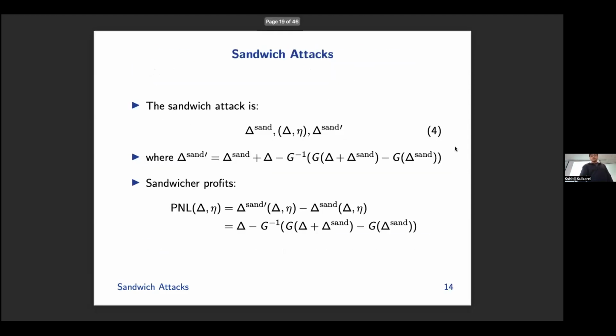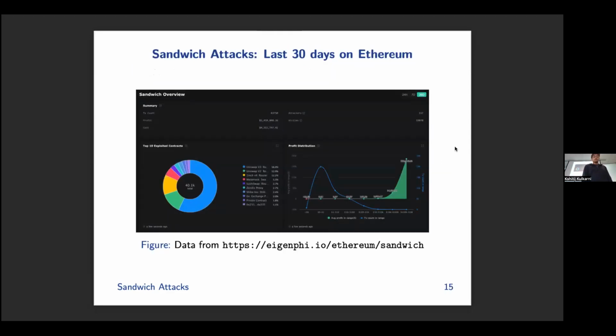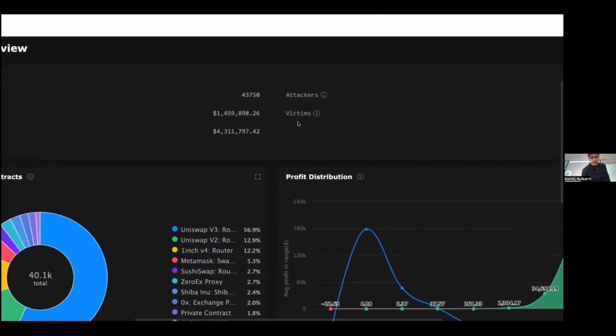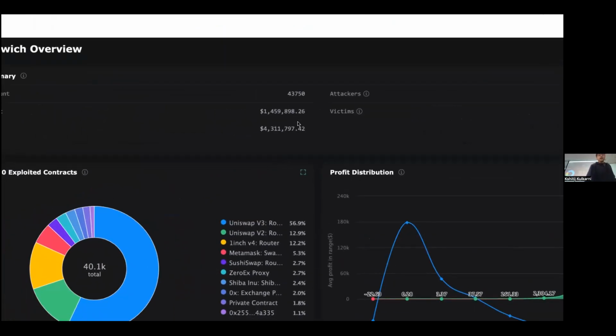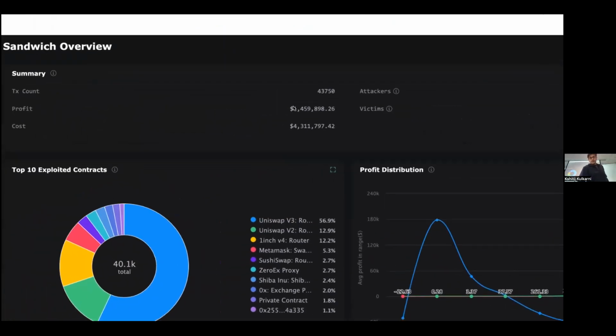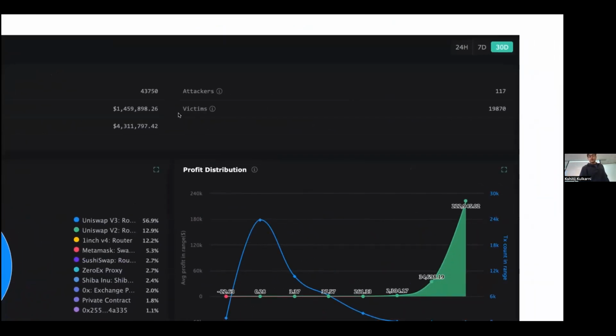Look at this picture. It's very small. Can you see it here? You see the number? All I was pointing to was the profits and the number of victims. It says there were an estimated 20,000 victims of sandwich attacks in the last 30 days on Ethereum. So even though these things might be small, there are still a lot of users getting affected.